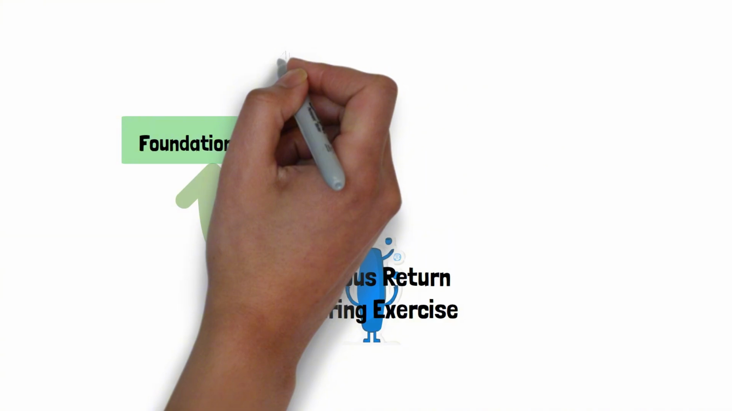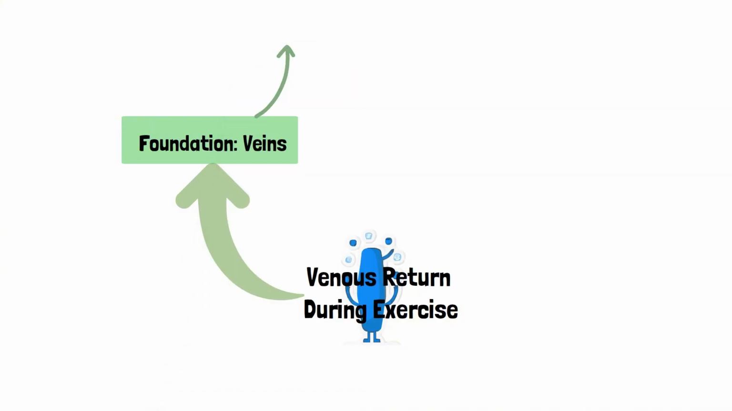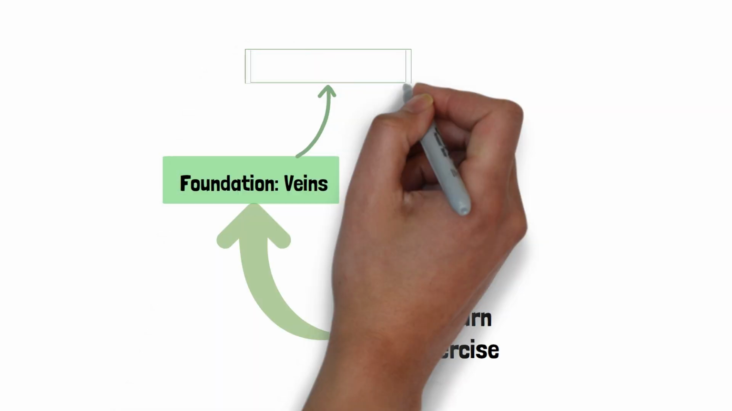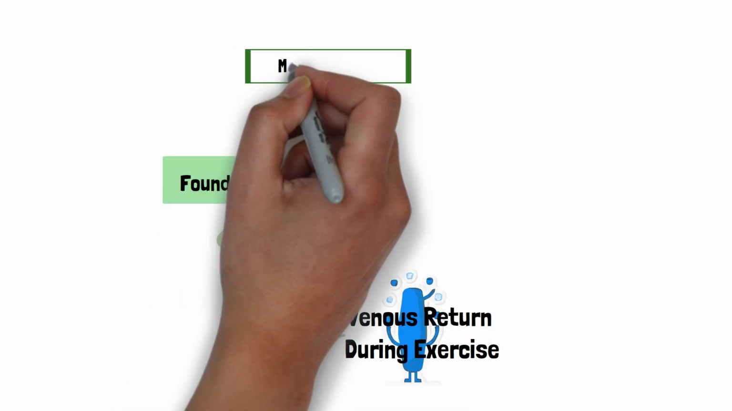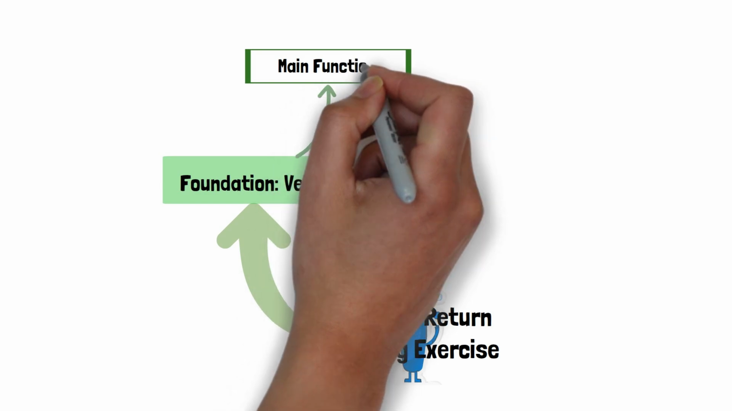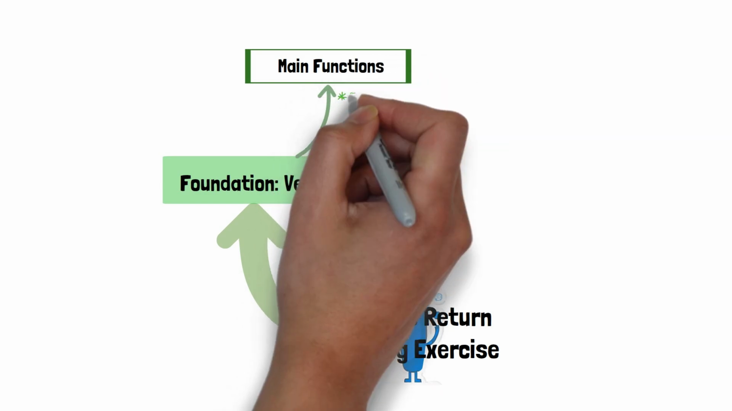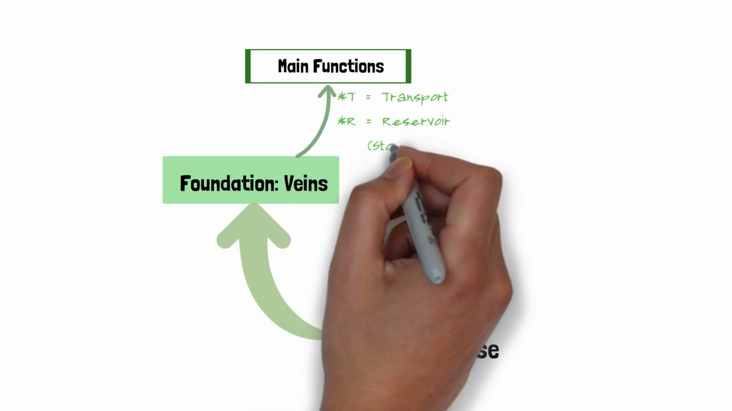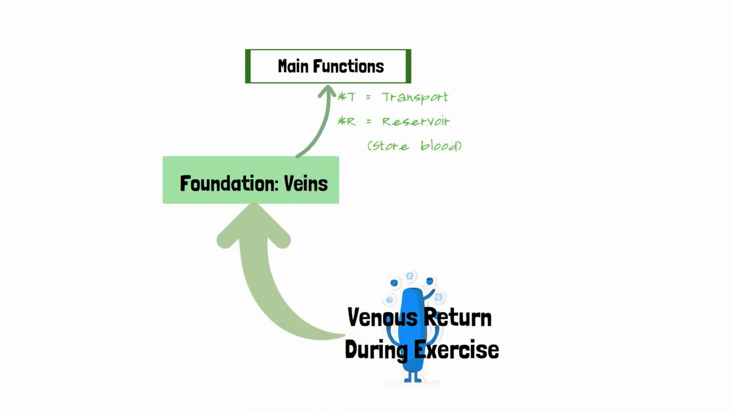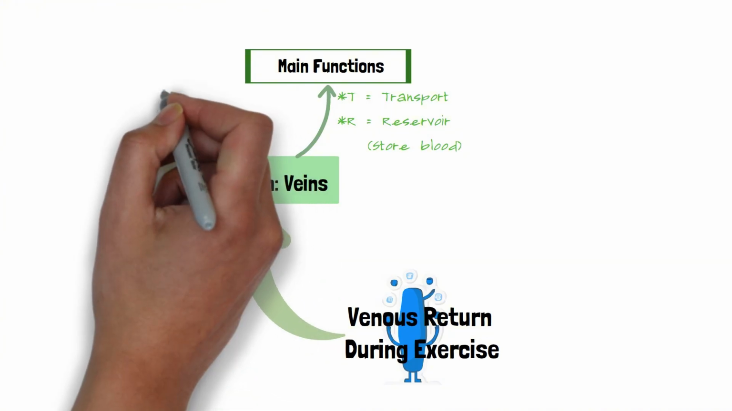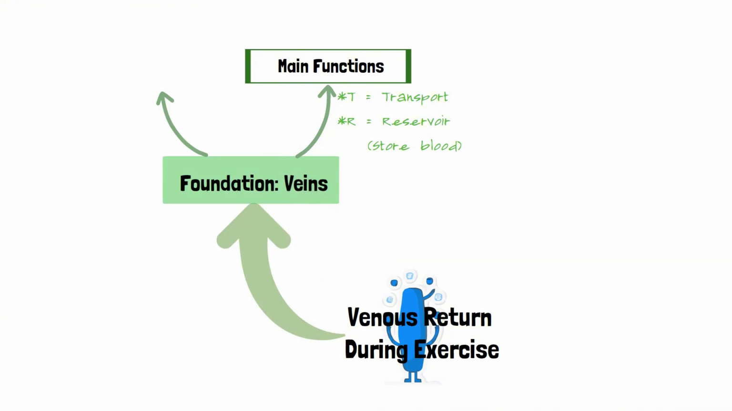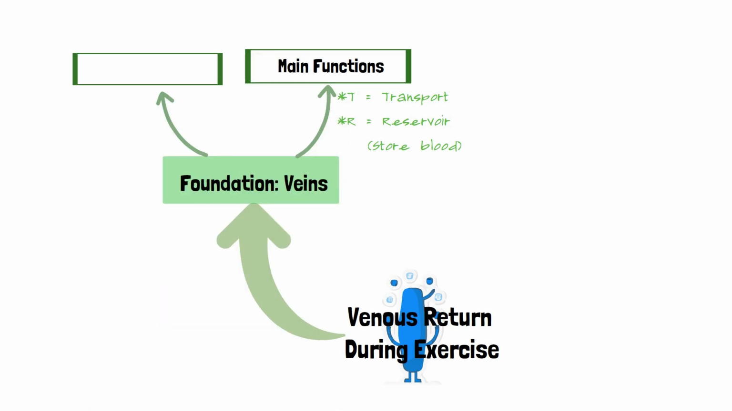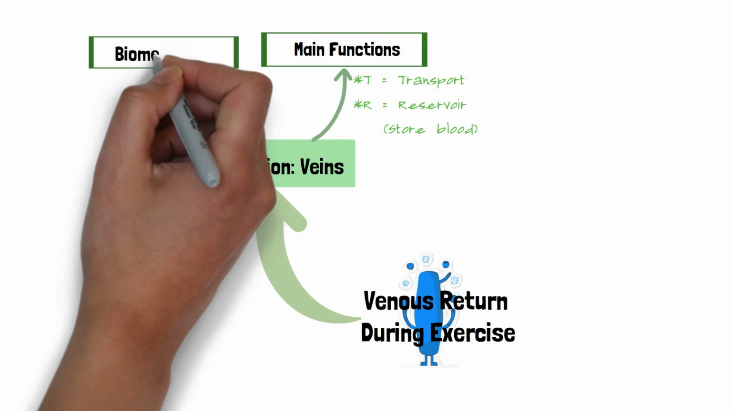Starting with the functions, we found that the vein has two main functions, which is the TR. T stands for transport, and R stands for reservoir. The vein is responsible for transporting the blood back to the heart. Regarding the reservoir, the vein can store blood with minimum change in the pressures, and this is due to the high compliance or capacitance of the vein, as we are going to talk about later on.